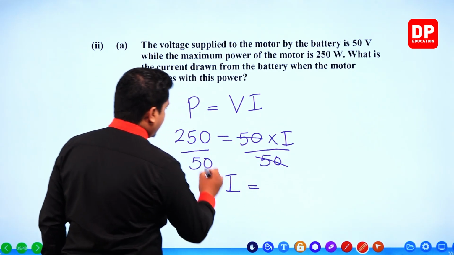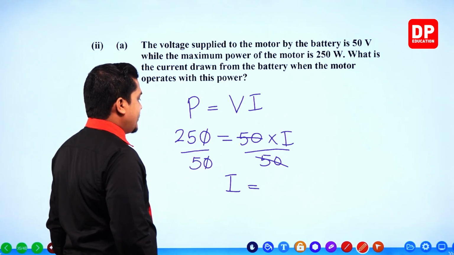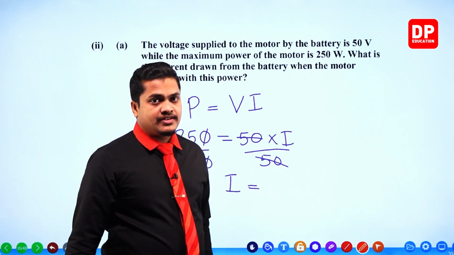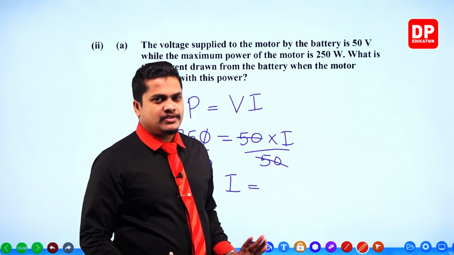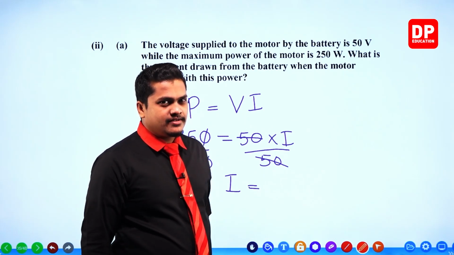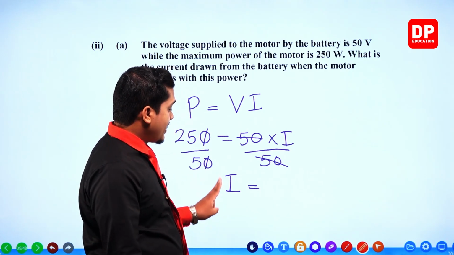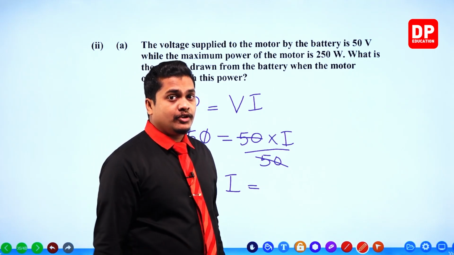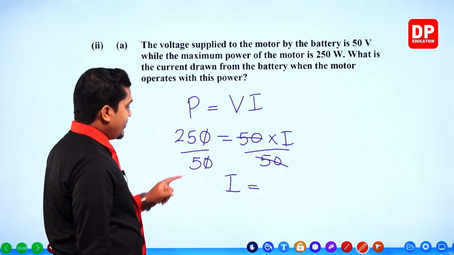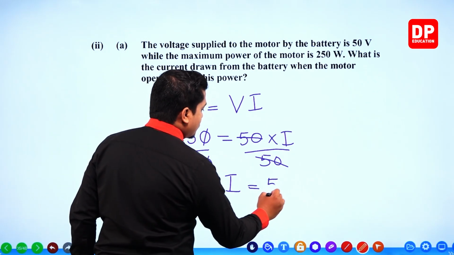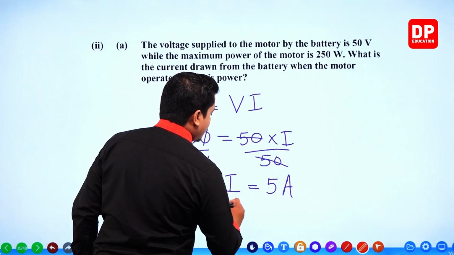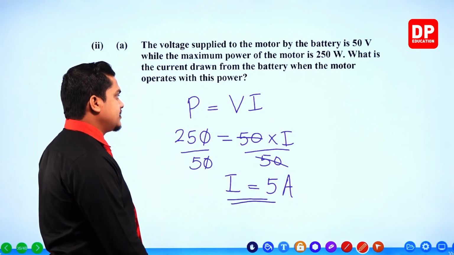So current is equal to, like I told you when I was doing those previous questions, it's not important to substitute units for these things. You just substitute the numerical values, but when you are writing down the final answer, make sure to put the unit. So 25 over 5 is equal to 5. Current is measured in amperes. So 5 amperes is the answer, my dear children.